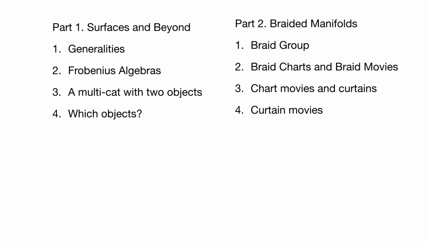In part 2 of the talk that I'll give next time, we're going to talk about braid groups, braid charts. We'll also revisit the Frobenius algebras briefly and talk about their categorification. And then we'll have braid charts and braid movies, chart movies and curtains. And we'll also have curtain movies. Curtain movies are what we can use to construct braidings of 4-manifolds in 6-space.